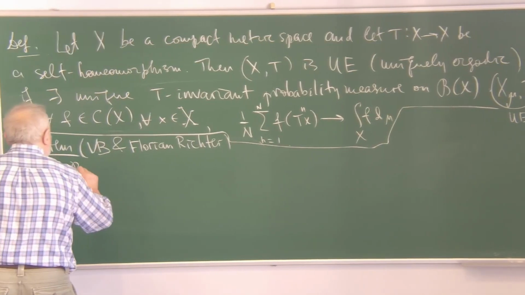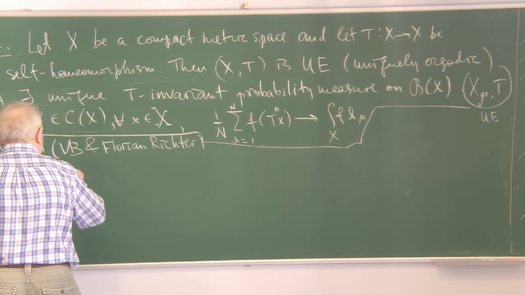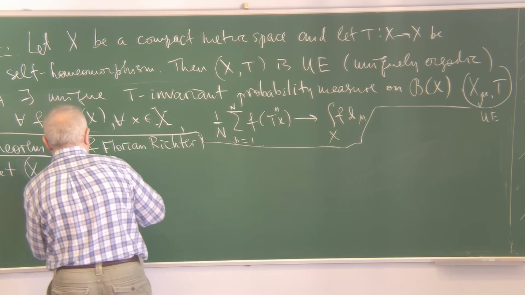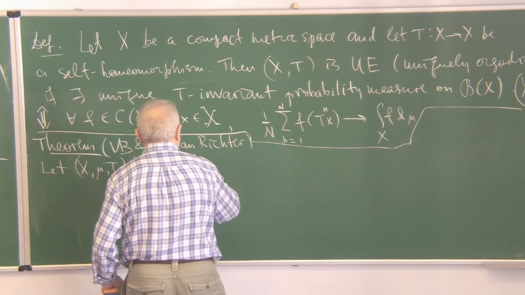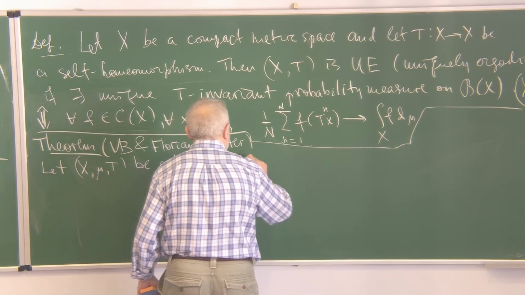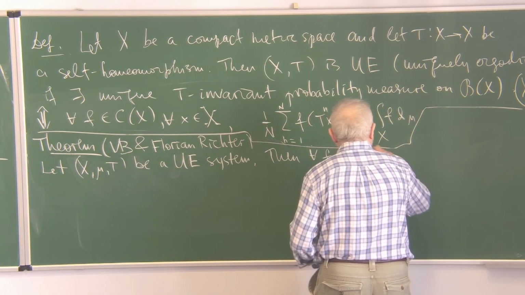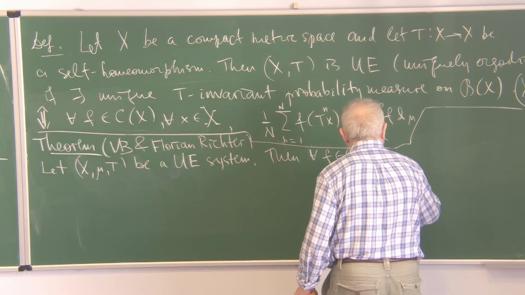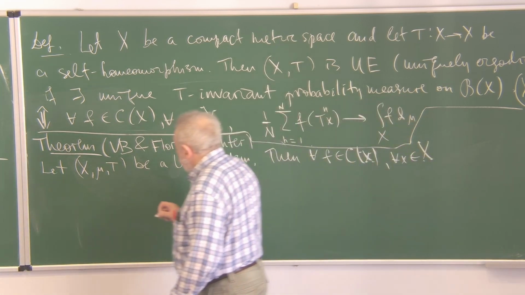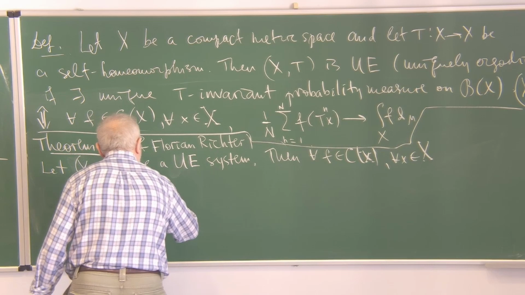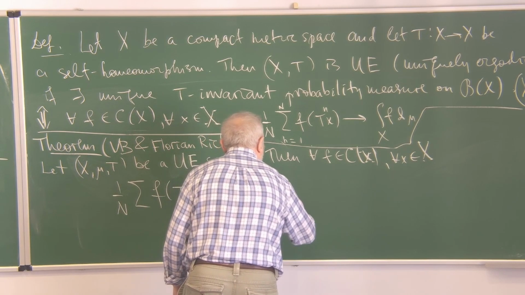Let (X, μ, T) be a uniquely ergodic system. Then for any f in C(X), for any little x in X, 1/N times the sum of f(T^Ω(n) x) goes to the integral of f dμ.